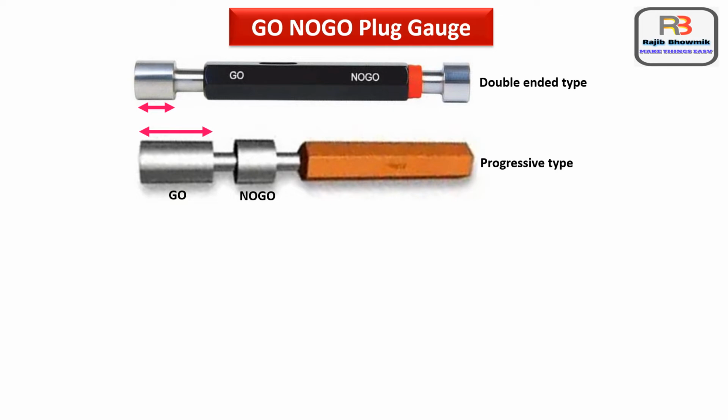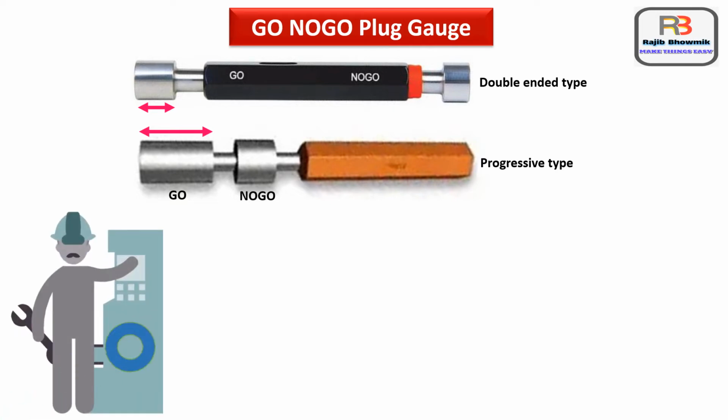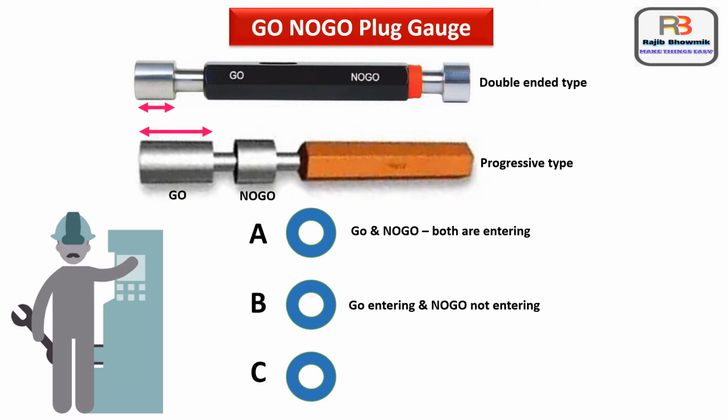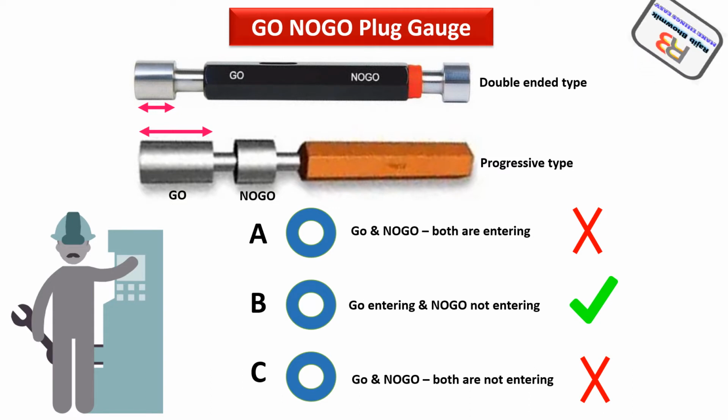Now let us understand with an example. Suppose one operator has made three pieces A, B and C. Now, after checking, we found go and no go both are entering in A piece, and in B piece go is entering but no go is not entering, and in C piece go and no go both are entering. So in these three cases, A is rejected, B is accepted and C is also rejected.